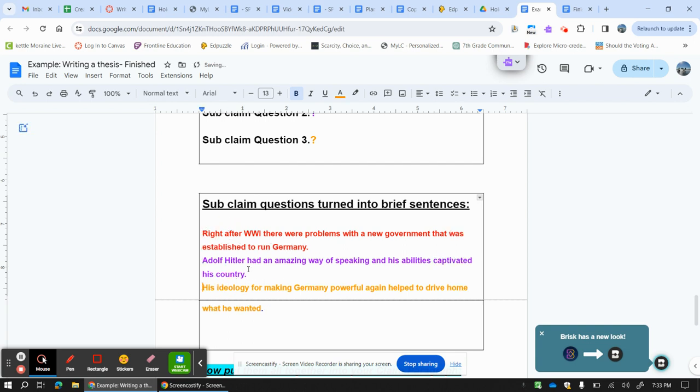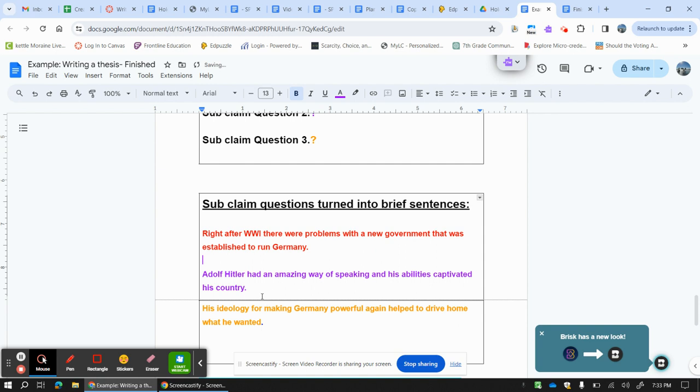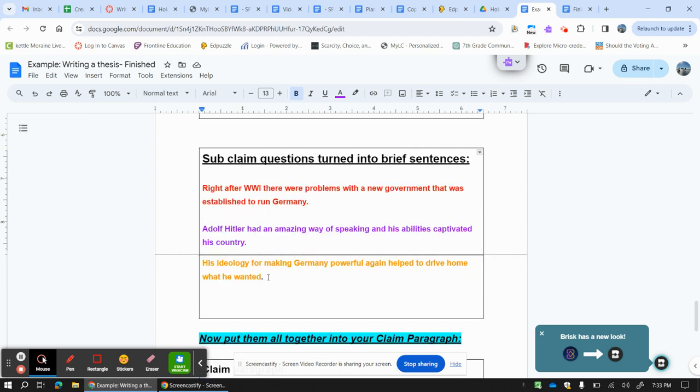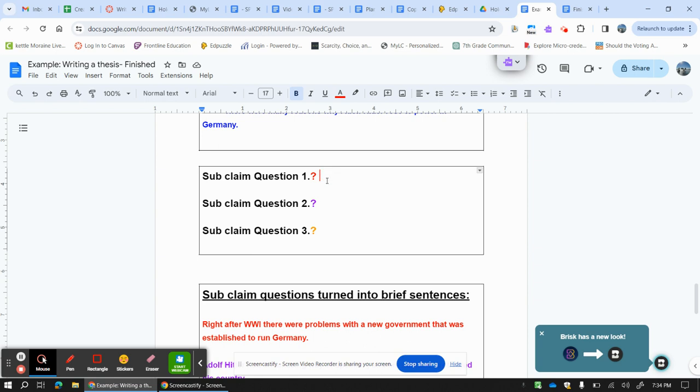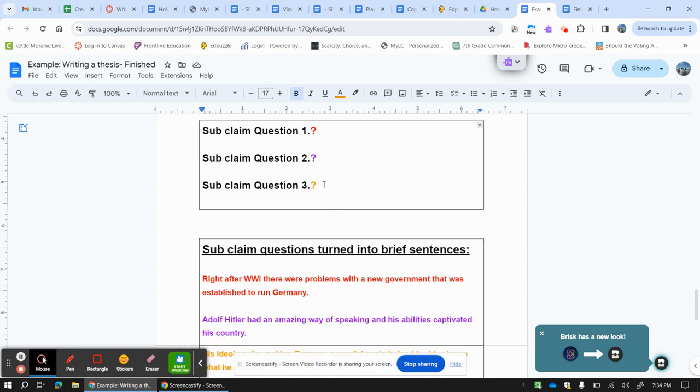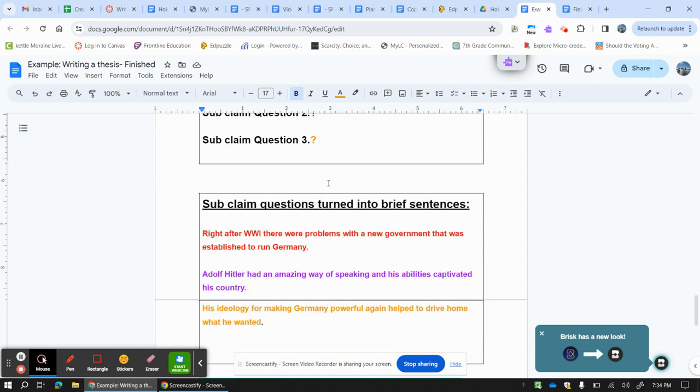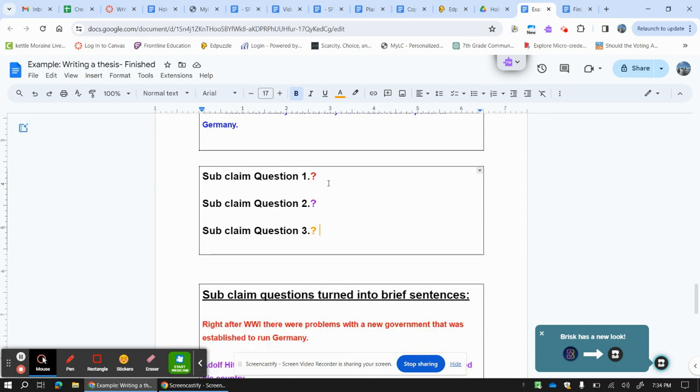Let's see what they look like, okay? Right after World War I, there were problems with a new government that was established to run Germany. Number two, Adolf Hitler had an amazing way of speaking, and his abilities captivated his country. And number three, his ideology for making Germany powerful again was helped drive home by what he wanted. Okay, so again, my subclaim questions have to do with the Weimar Republic, his ability to speak, and the fact that everybody listened to what he wanted, what his ideologies were. Okay, so those are my three.